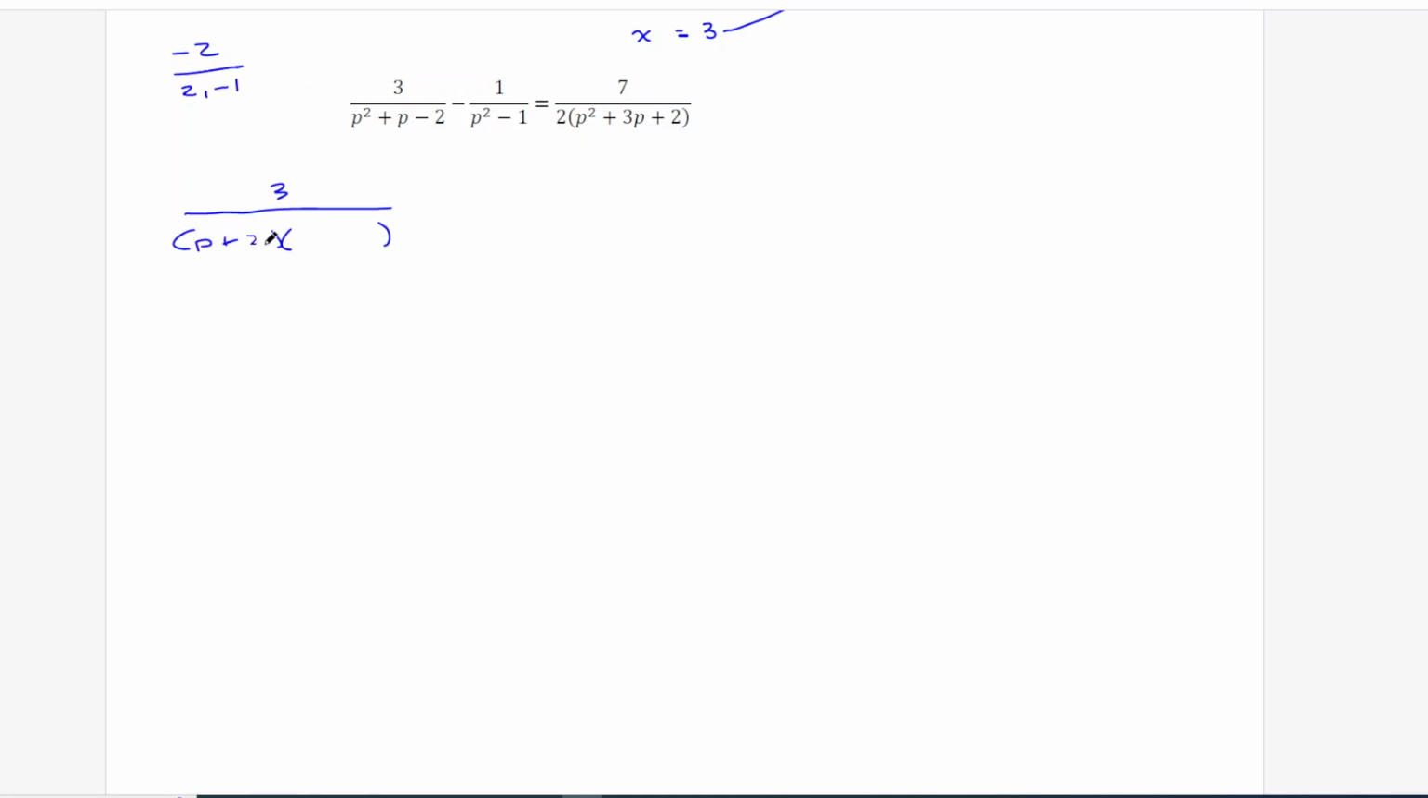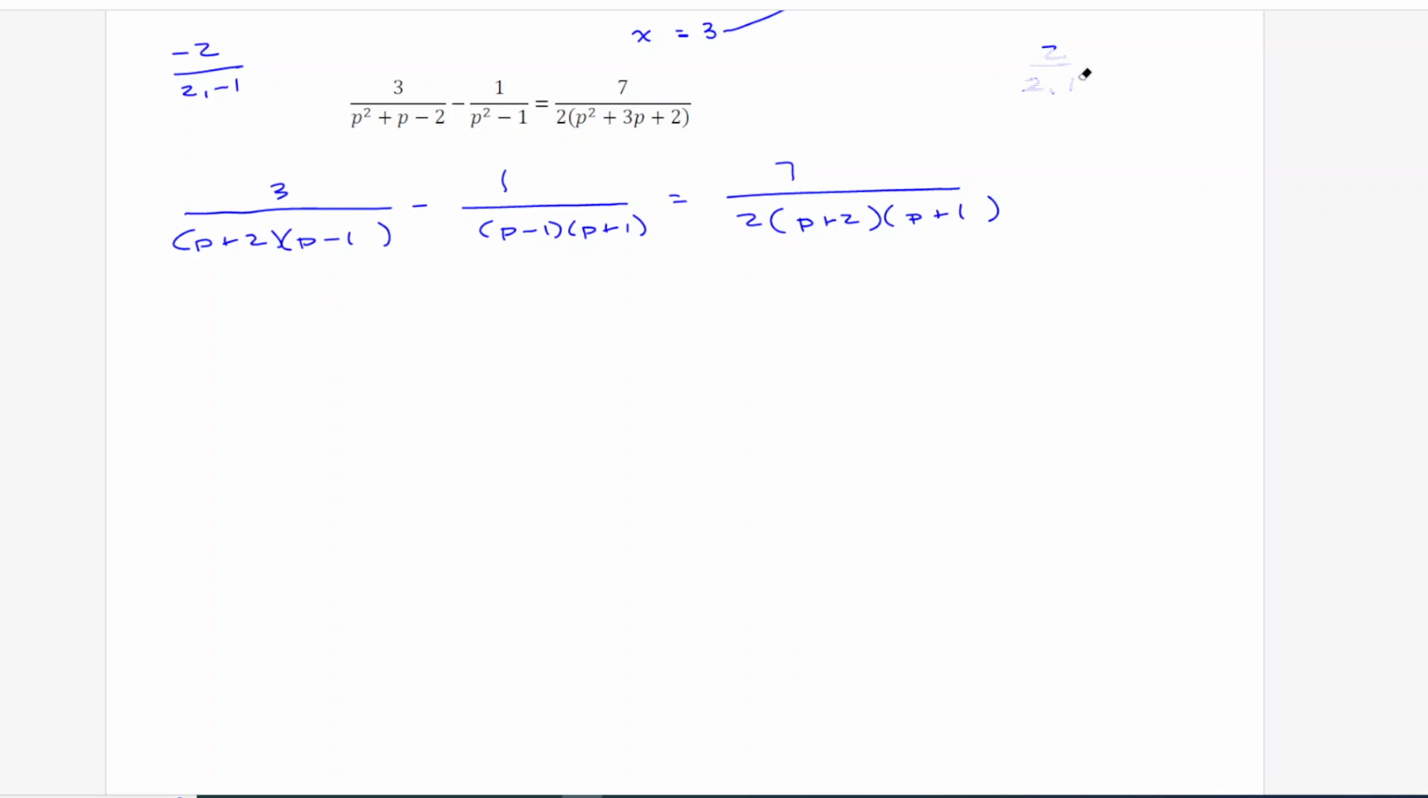So I'll have p plus 2, p minus 1, minus 1 over, this is a difference of squares, so it's going to factor to p minus 1, p plus 1, is equal to 7 over, they snuck in this darn 2, and then I've got a trinomial. Two numbers that multiply to give me 2 and add to give me 3 are 2 and 1, so it'll be p plus 2, p plus 1. Whew, okay, so what is my lowest common denominator?